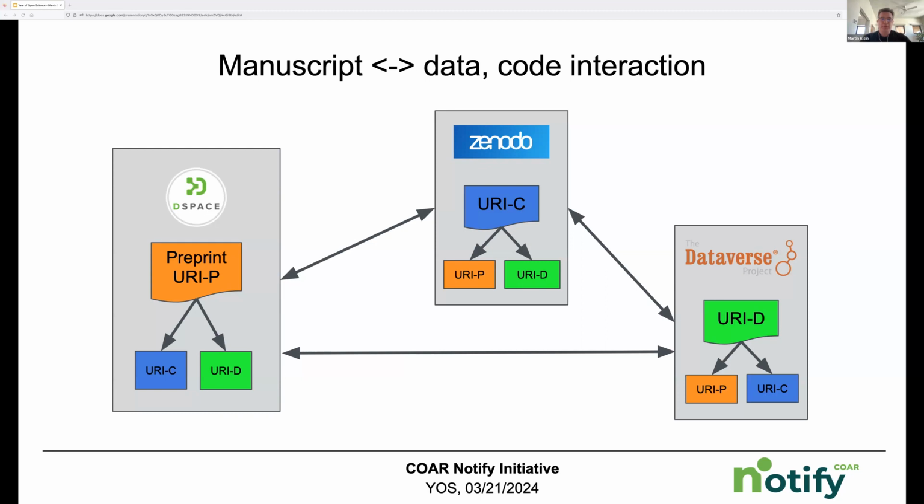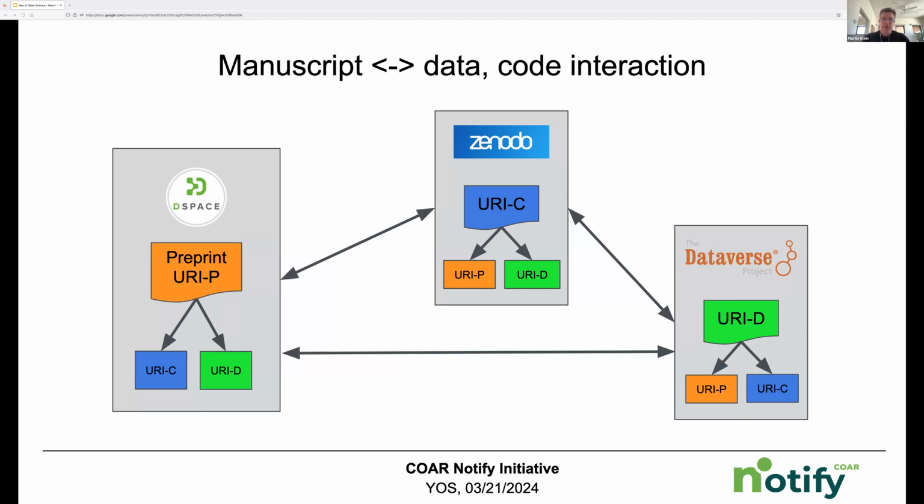So, for example, if we are connecting a manuscript hosted in our institutional repository, let's say a DSpace instance, with a piece of source code that is related to the manuscript but hosted in Zenodo, for example, and also connecting it to a data set that was generated within the research lifecycle that resulted in the manuscript, but is hosted on Dataverse. Can we connect these three different related resources that are hosted on different platforms, right?